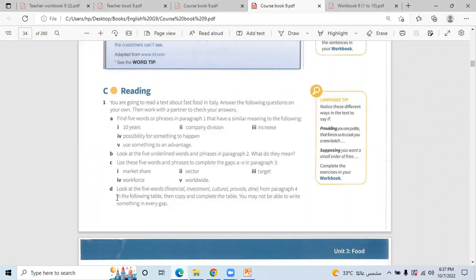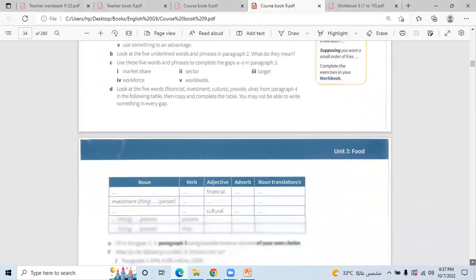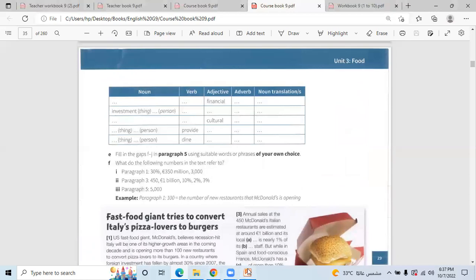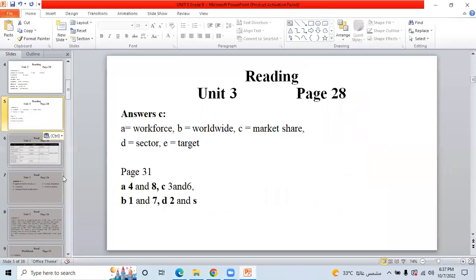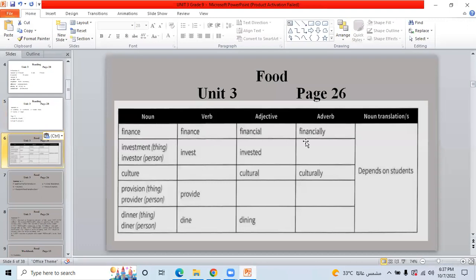All right, so then take a look at D. Look at the five words: financial, investment, cultural, wide and dine from paragraph 4. In the following table, copy and complete the table. You may not be able to write something in every gap here. Let's see this table. We are going to complete it: noun, verb, adjective, and adverb. Let's take a look at this table and complete it in your book.